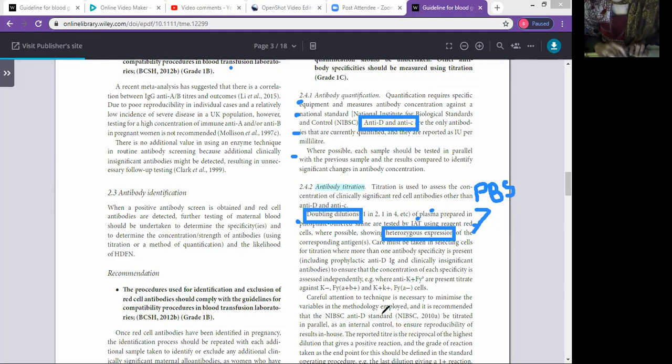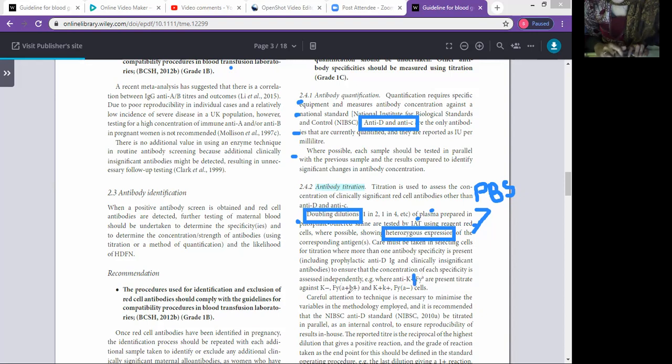Care must be taken in selecting the cells for titration. More than one antibody may be present, so we need heterozygous expression of cells. They have mentioned a brief example: if you have anti-K and Duffy A present, then we titrate them against two panels of cells. One should contain the heterozygous expression of Duffy A with K negative, and another panel with the heterozygous expression of the K antigen. So this is with heterozygous expression for both these antibodies.